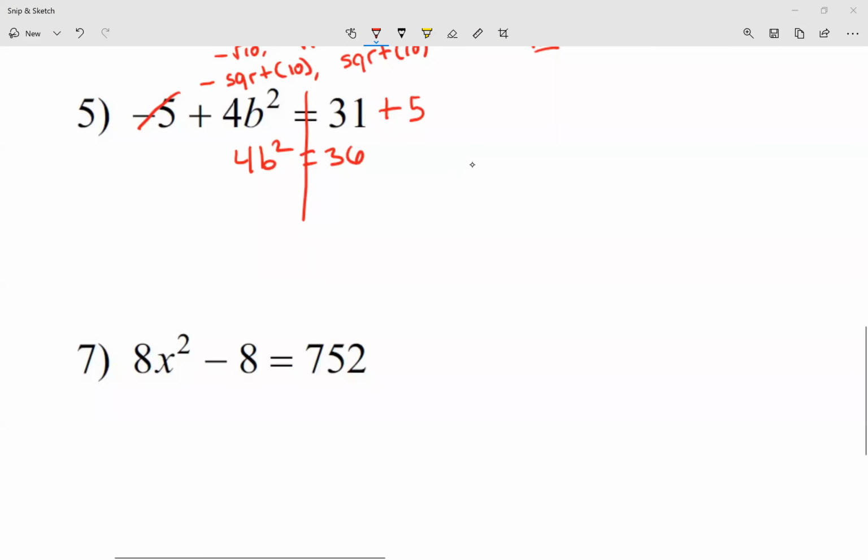All right. Again, I'm trying to get the b squared by itself. There's a 4 in front of it. Right now it's 4 times b squared. So when I'm going to get rid of that 4, let me divide, because the opposite of times is divide. So that gives me that b squared is equal to 9. Right? 36 divided by 4 is 9.